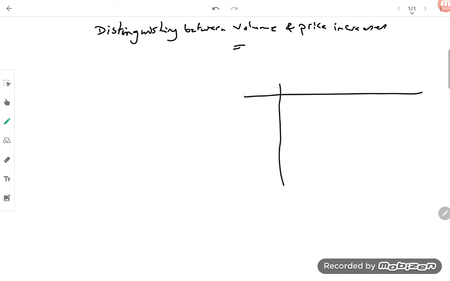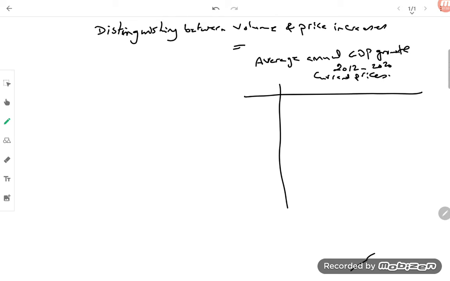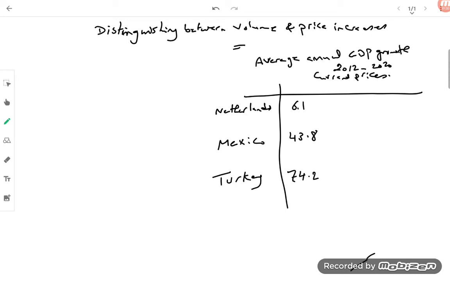Suppose this schedule shows average annual GDP growth rate over the period from 2012 to 2020 using current prices for three different countries: Netherlands, Mexico, and Turkey. The annual growth rate is 6.1, 43.8, and 74.2. If you read these numbers, you can realize that Turkey has the highest growth rate, followed by Mexico, and finally Netherlands.